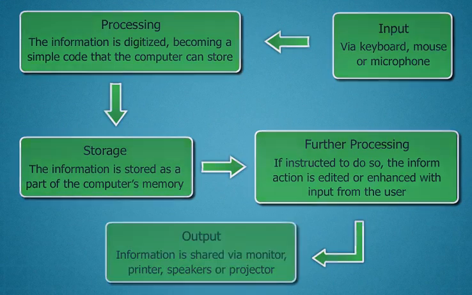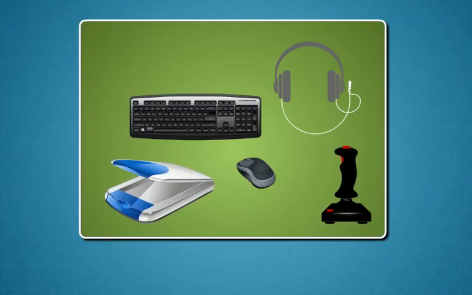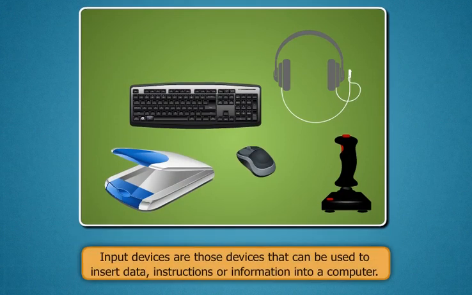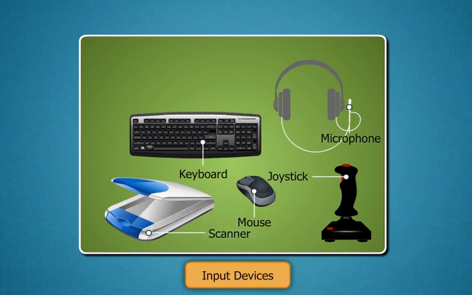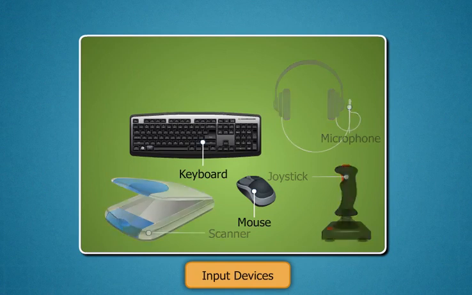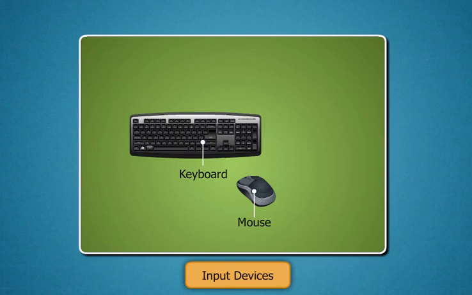Let's explore. We give data or instructions to the computer by using input devices. Input devices are those devices that can be used to insert data, instructions, or information into a computer. Keyboard, mouse, joystick, microphone, and scanner are a few input devices. Out of all these input devices, the ones we will be using the most are the keyboard and the mouse. So, let us know them in more detail.